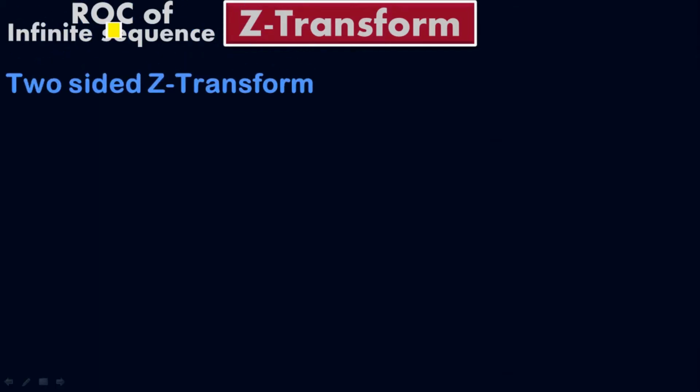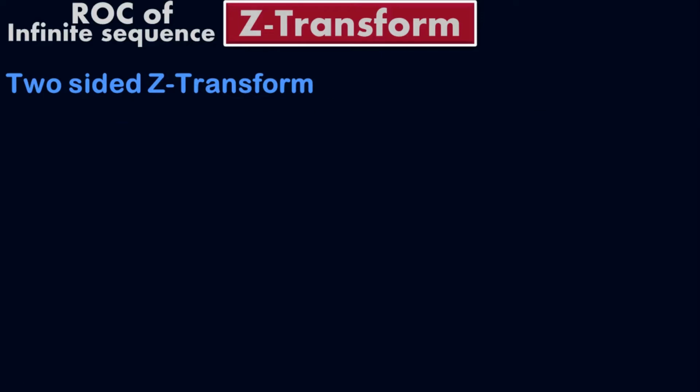Now we're gonna talk about the region of convergence for the two-sided Z-transform. Remember, we are dealing with infinite sequences, whether it is left-sided, right-sided, or two-sided Z-transform. You can also call it unilateral or bilateral Z-transform. These are infinite sequences. So let's learn about the region of convergence for the two-sided Z-transform.